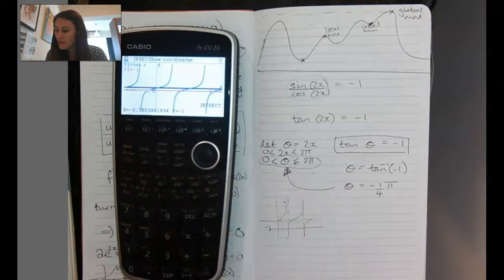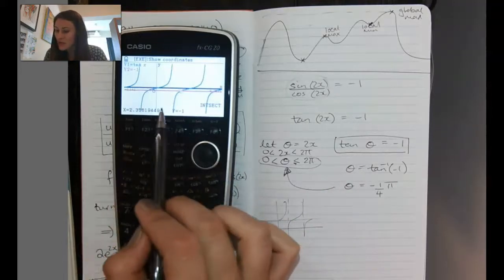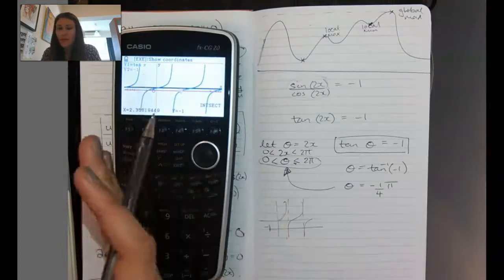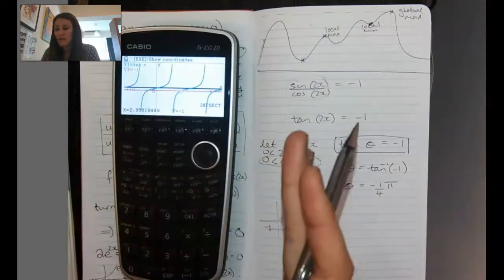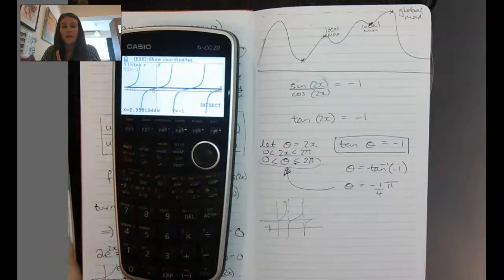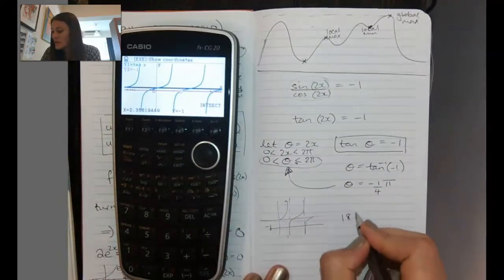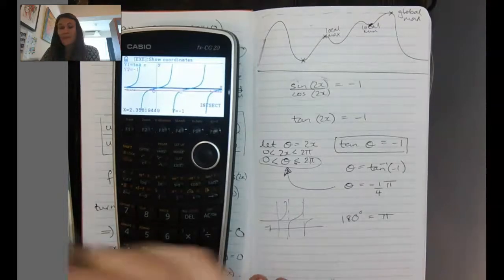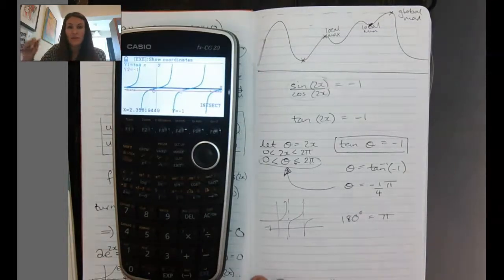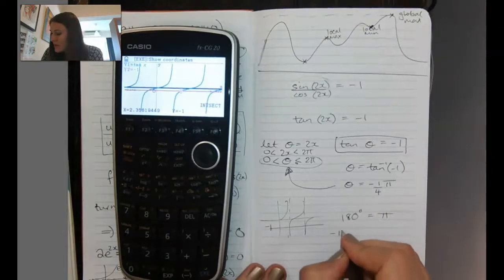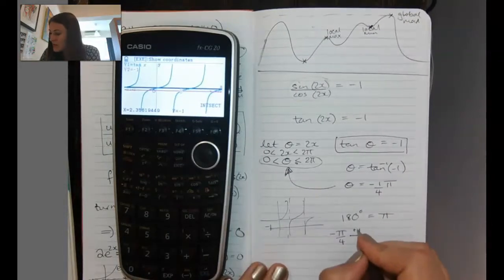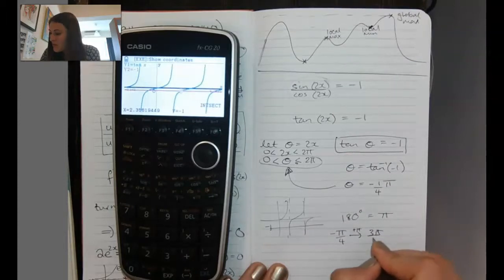We want the next one up, which is given on our calculator as a decimal. But knowing that the period of tan repeats every 180 degrees, which is equivalent to pi, it just repeats every pi, it kind of does this little twiddle. So if one of our answers was minus a quarter pi, the next one up will be that plus pi. So that will be 3/4 pi.